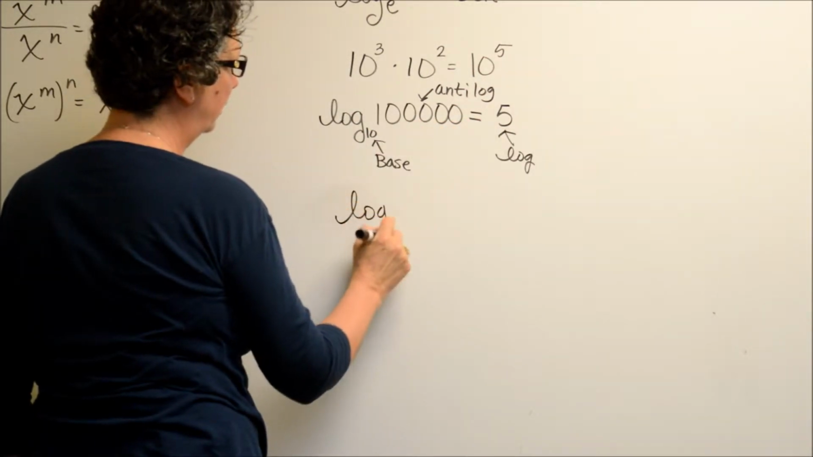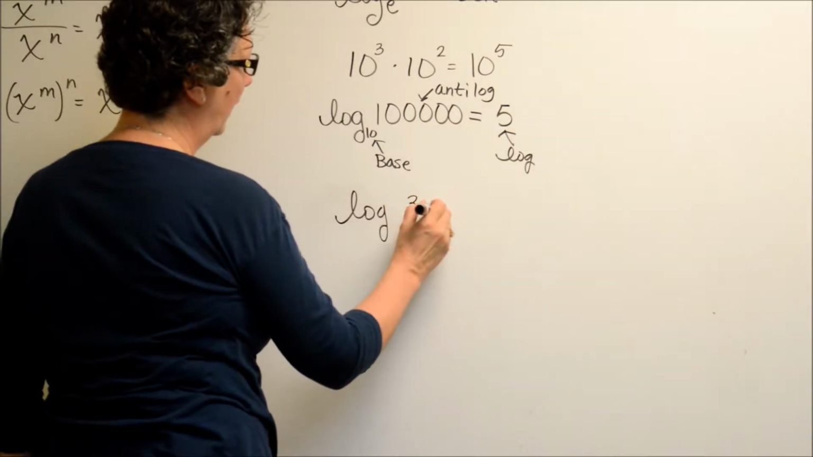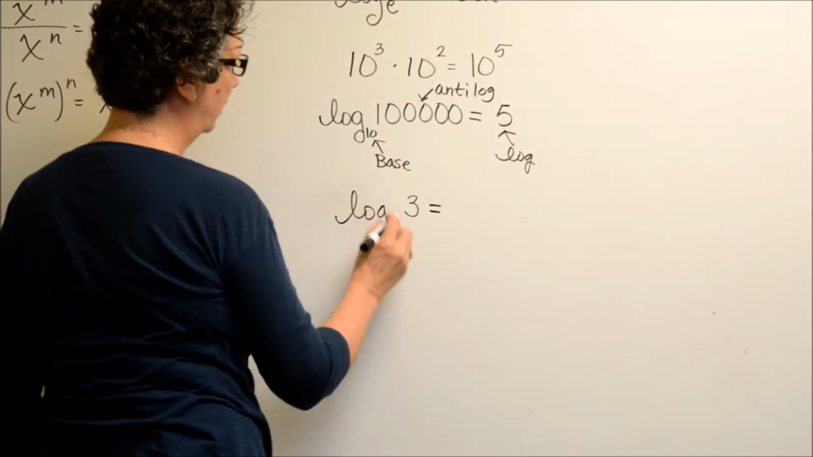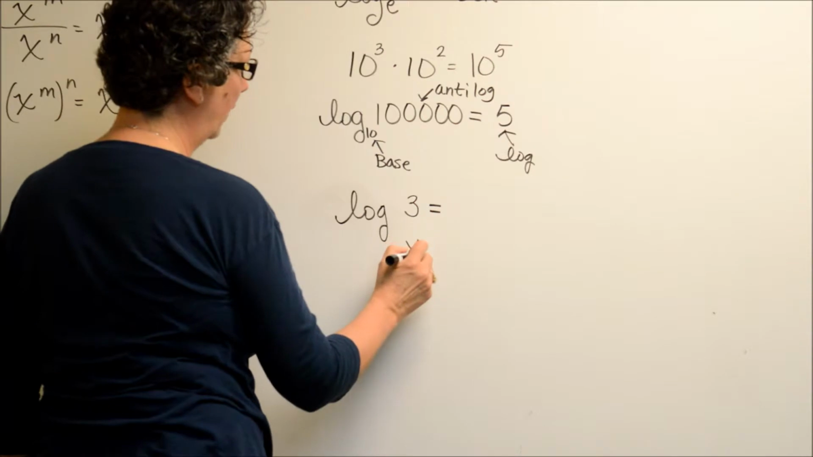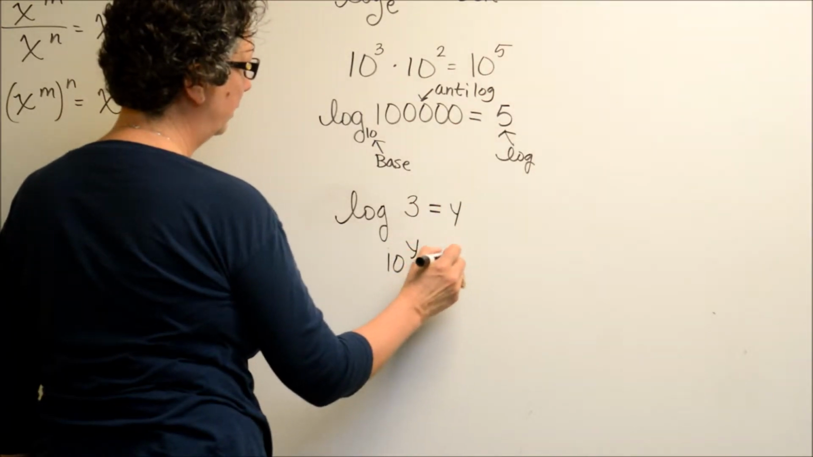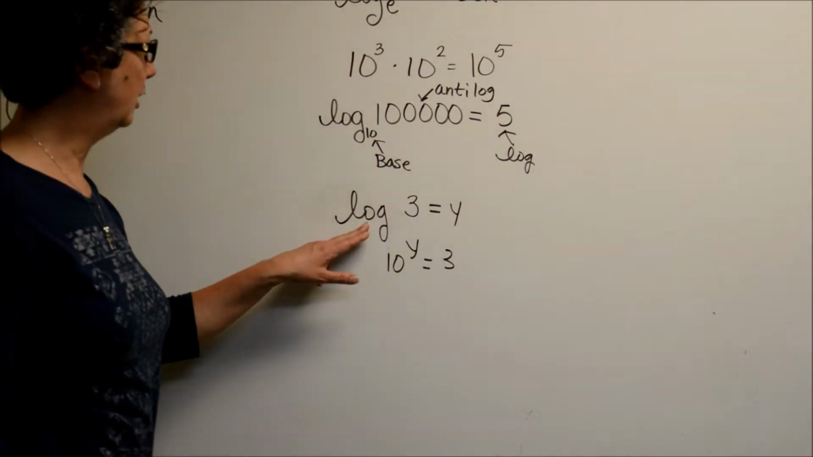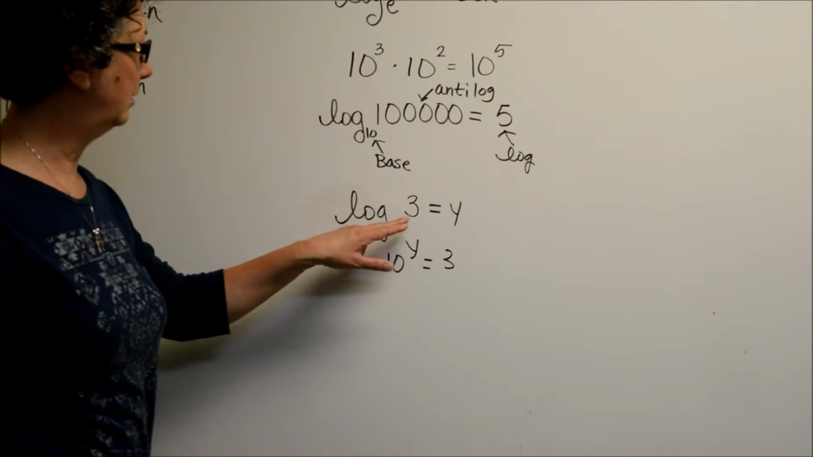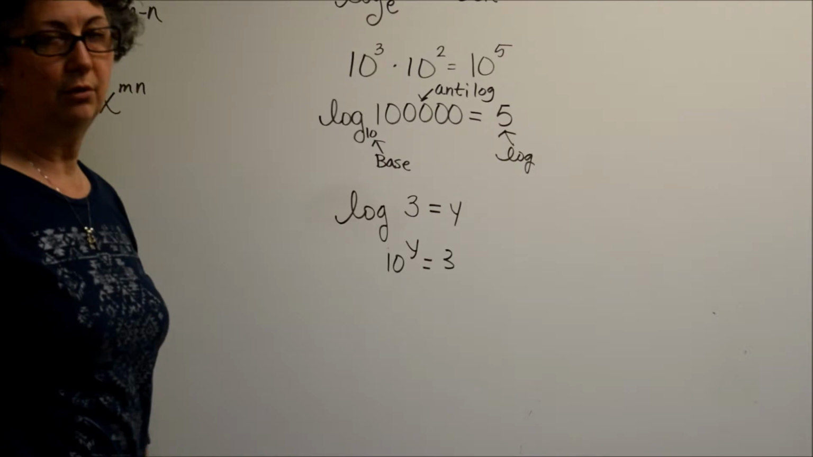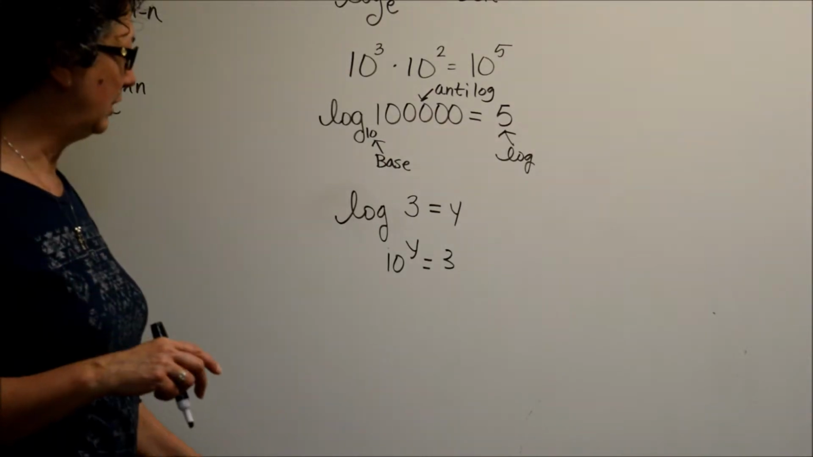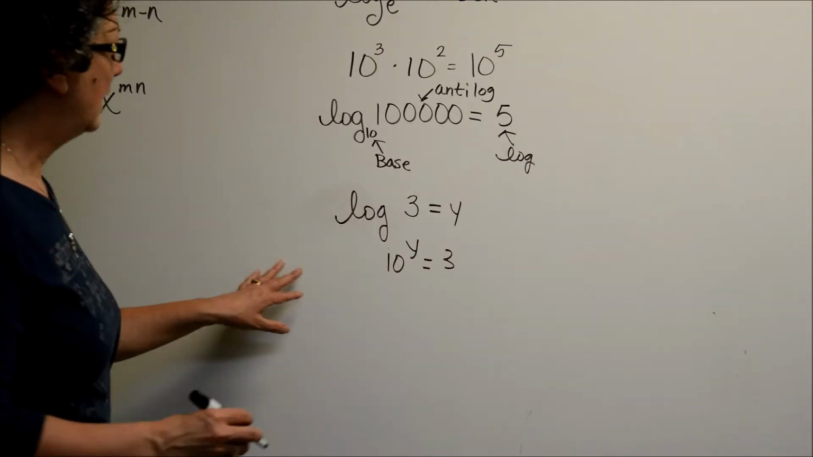We could do the log of 3, and that's asking for the exponent that we raise 10 to get 3. So on your calculator, this is where this is going to come in. You're going to punch the LOG button, which is understood base 10, and the 3, and it's going to give you the exponent that you raise 10 to get 3. So I'll let you do that.